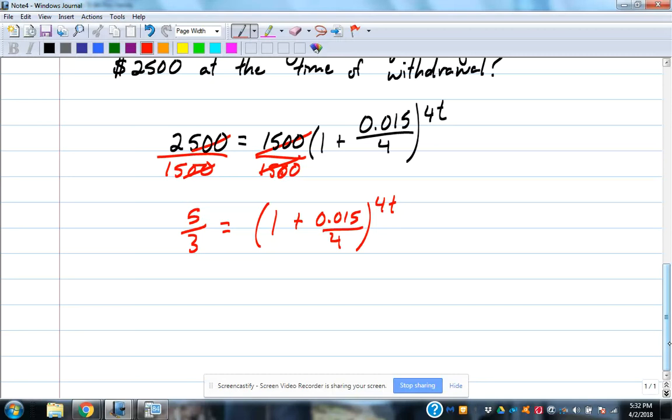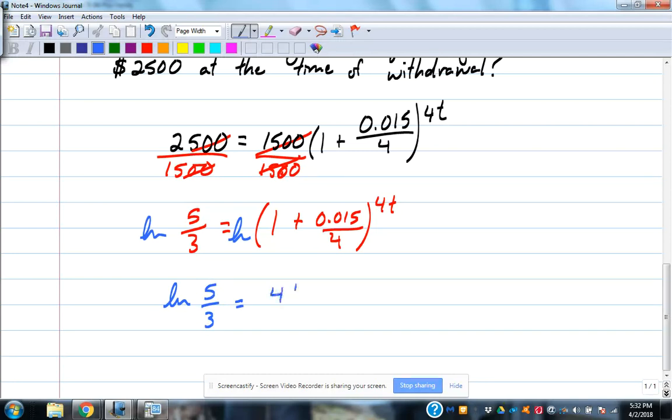What log do I want to use here? That's right, but why? Because the bases are different. Very different, right? We got 5/3 on one side, and we got this 1 plus 0.015 over 4 on the other side. So we use a natural log. It's a common log. It's used a lot.